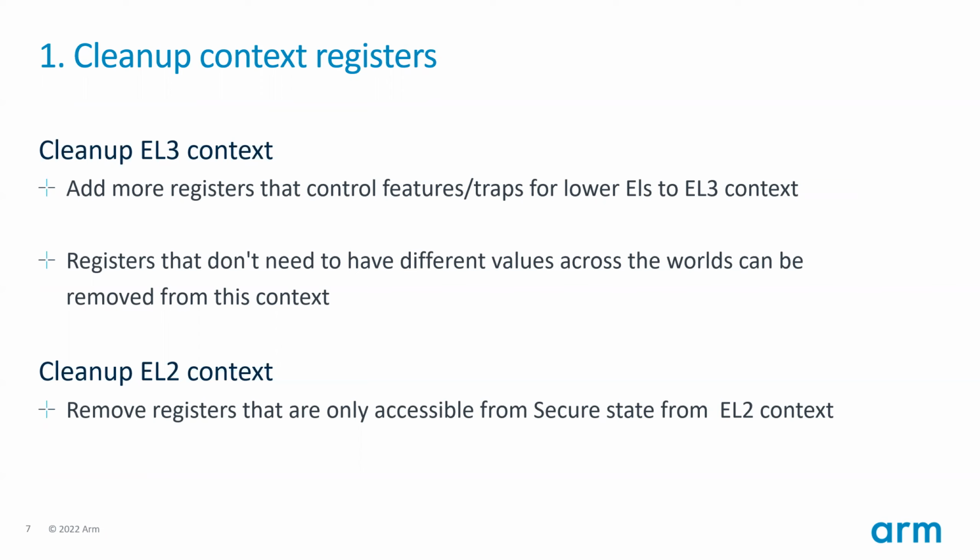So I guess the first change is, as part of the cleanup process, we might need to add more EL3 context registers, specifically regarding feature interrupts registers. So we expect to add a few EL3 registers. Also, I guess we discussed this earlier. Registers that don't need to have different values across worlds, we don't necessarily need to add them in the context. So we need to figure out those registers as well.